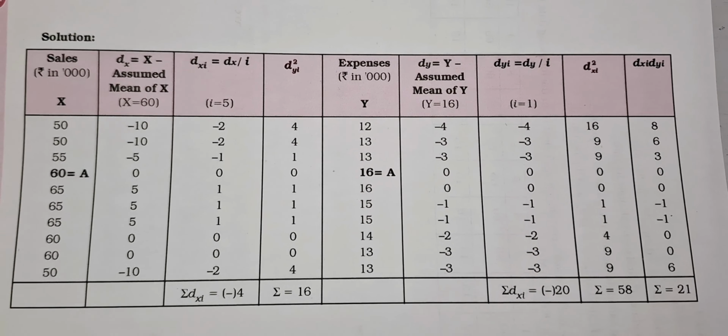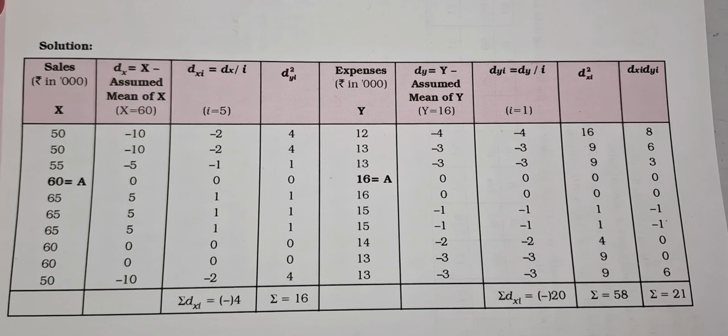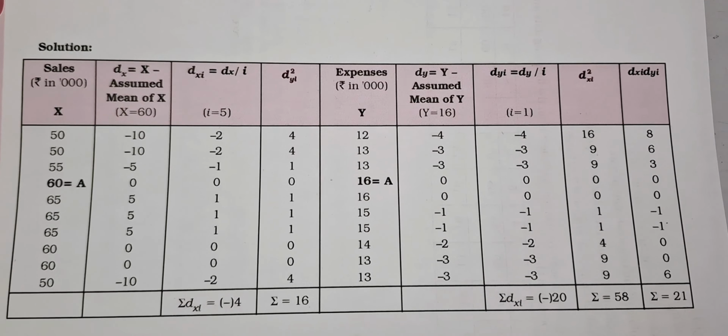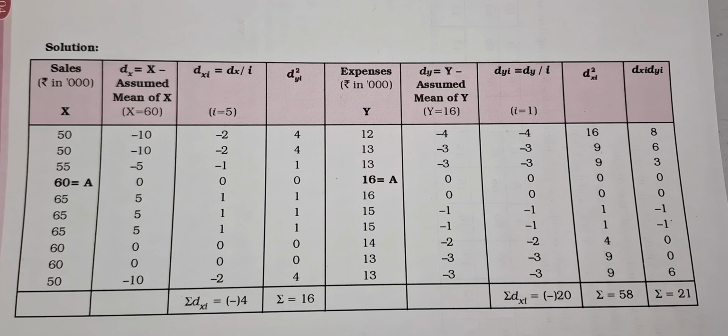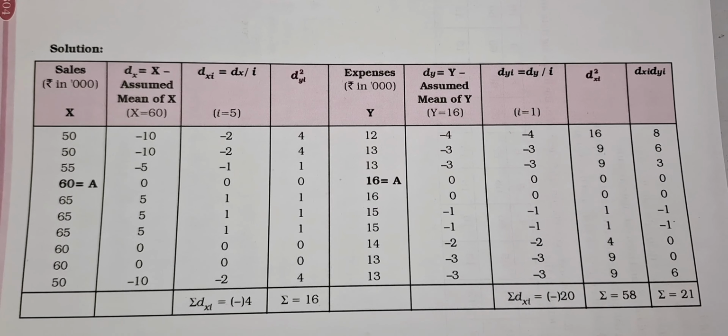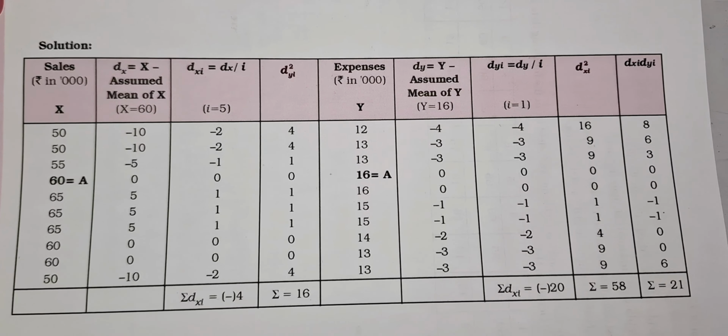So a equals 60. Now 50 minus 60 will be minus 10. 50 minus 60 will be minus 10. 55 minus 60 will be minus 5. 60 minus 60 will be 0. 65 minus 60 will be 5, and so on. We will find out like that for the second column.